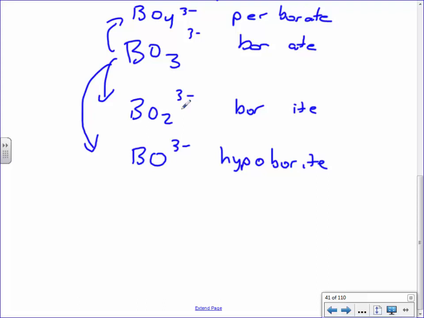Quick note though, the charge never changes. The charge does not change. So like a nitrate, a nitrite, all those things there, they have the same charge.